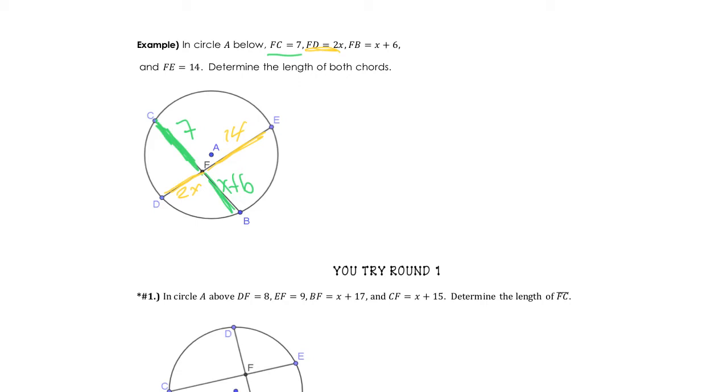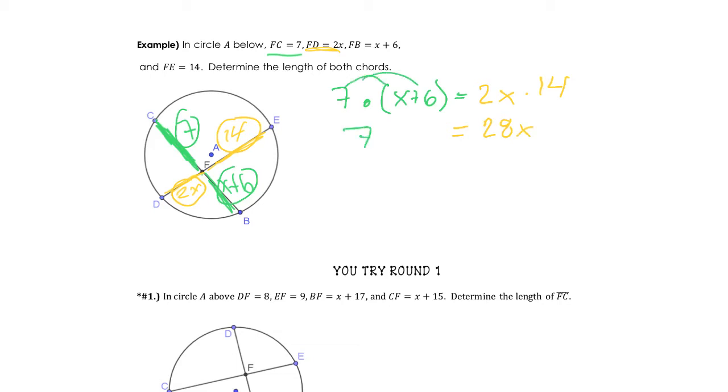So these are the pieces of my chords that I have filled in. I want to determine the length of both chords. Well, right now they both have x's in them, so I've got to solve for x. So it's 7 times the other piece of that green chord, x plus 6, equals 2x times 14. So 14 times 2x is 28x. Distribute that: 7x plus 42. I'm going to subtract 7x from both sides. 21x equals 42. Okay, so divide by 21, x equals 2.